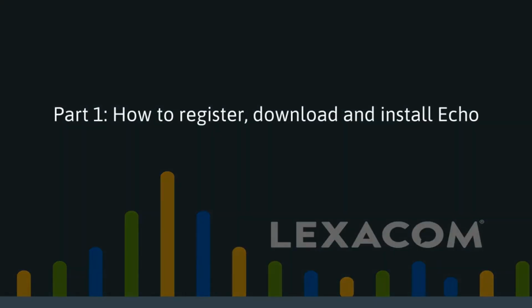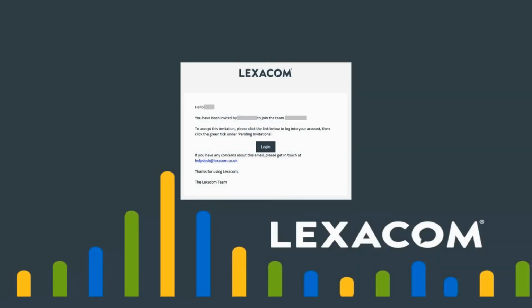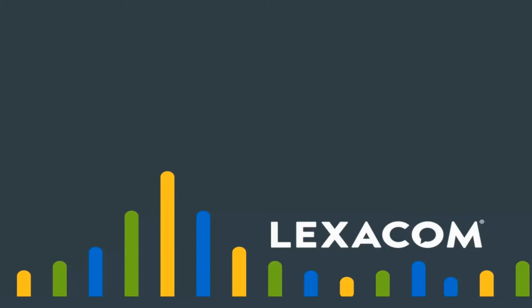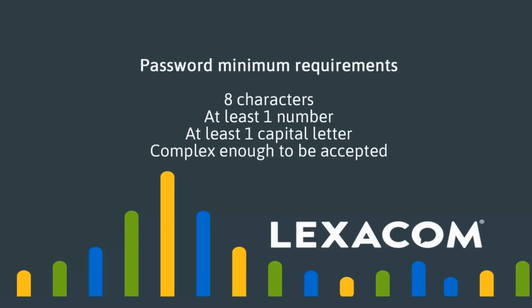Once you have been added to your organisation's Echo team, you will receive an email inviting you to register. First, simply click the link in the email. This will open a page in an internet browser asking you to create a password. This is the password that you will use for this website and also to log into Echo itself. The password has to have a minimum of 8 characters, at least one number, and at least one capital letter. The password also has to be reasonably complex, so something like password1 won't be accepted.